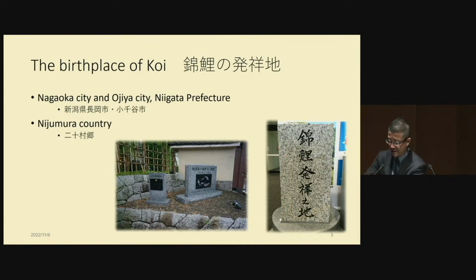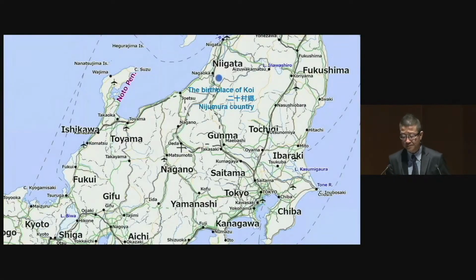And this is also something that you have seen repeatedly since yesterday. But the birthplace of Nishiki-goi is inside Niigata Prefecture. So it is the area between Nagaoka City and Ojiya City. So today we have two administrative districts, Ojiya and Nagaoka. But this was under Nijumura County, under one administration in the old days. So it is in the Yamakoshi district of Nijumura. So generally speaking, it is this area.